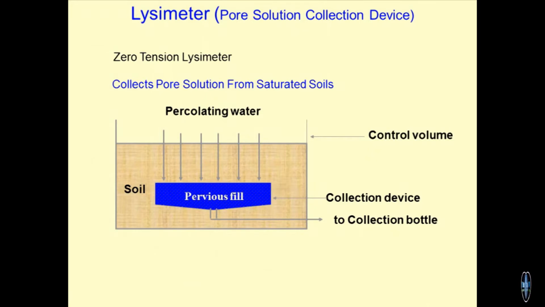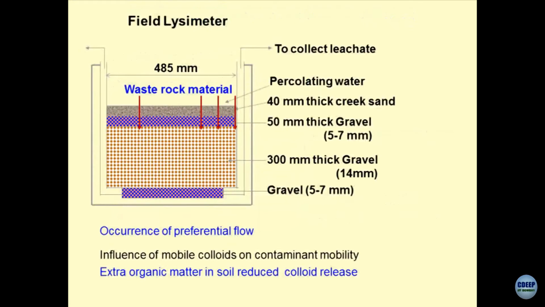Is this part clear? Of course, this process is very time consuming. So, what I can do? I can make a small miniature setup and I can install it in the centrifuge and I can accelerate the seepage process by n square time, is it not? So, this type of tricks people are doing to take out the pore solutions. This is another interesting example of how the field lysimeter looks like.